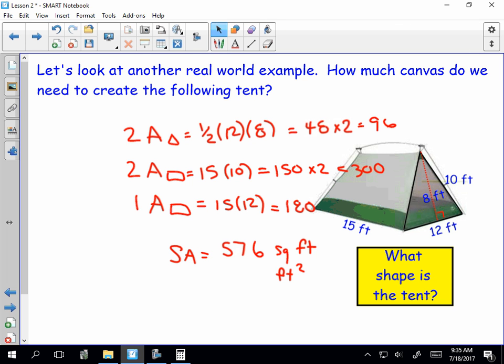Okay, but remember, when we're talking about surface area, we're talking about a two-dimensional surface, because if you think about canvas, you lay it flat, okay, but we're using that canvas to build this tent, which is a triangular prism.